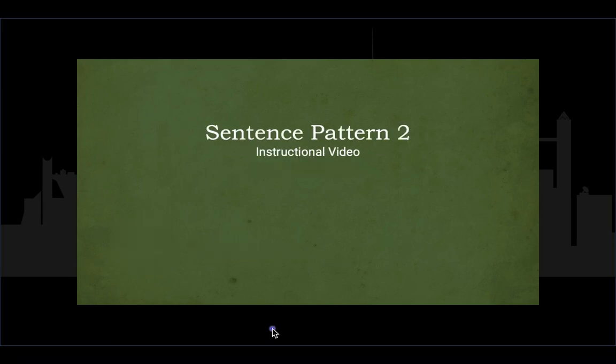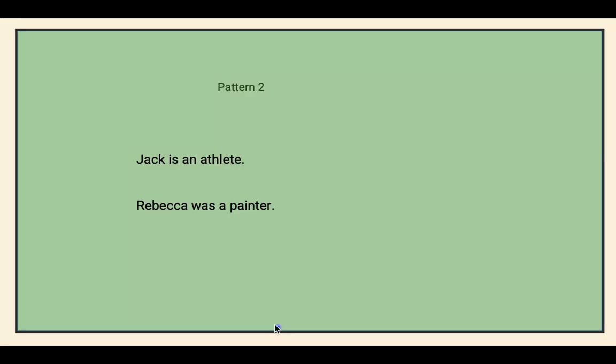Last lesson we looked at pattern number 1. Today we learn the second pattern. Here are 2 sample sentences, both pattern 2. Based on what you know to be pattern 1, what do you think is the pattern for these sentences?